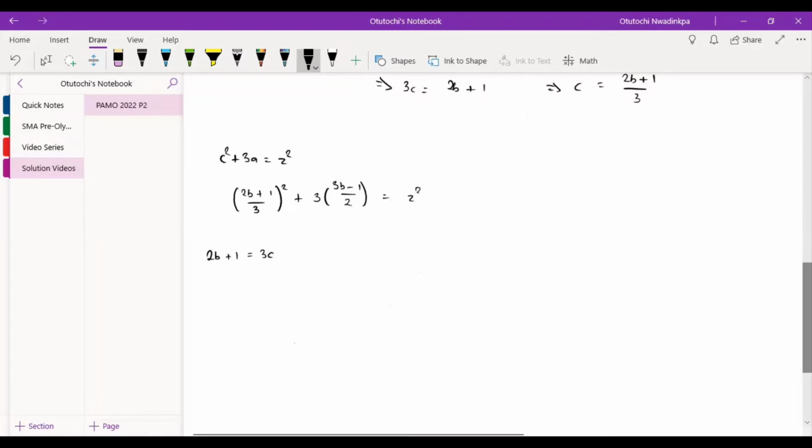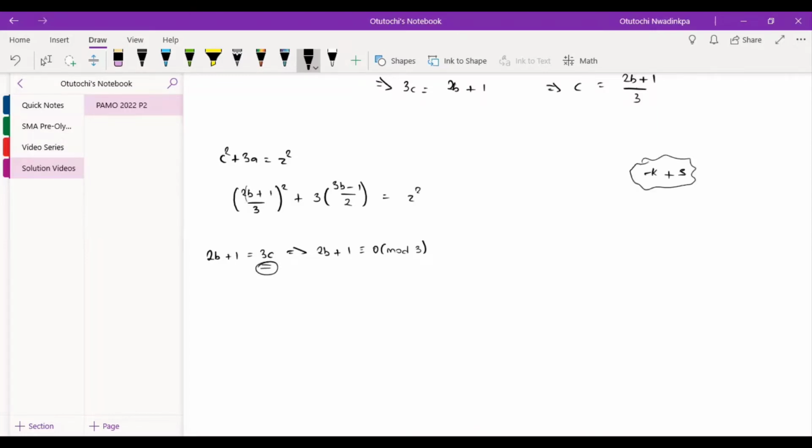So now 2b plus 1 equals 3c is going to imply that 3c is a multiple of 3, right? So this is going to imply that 2b plus 1 is equivalent to 0 mod 3. Now remember, I'm trying to express b as maybe some rk plus s, such that when we substitute rk plus s for b, the fractions are going to cancel out. That's what we are trying to do now.